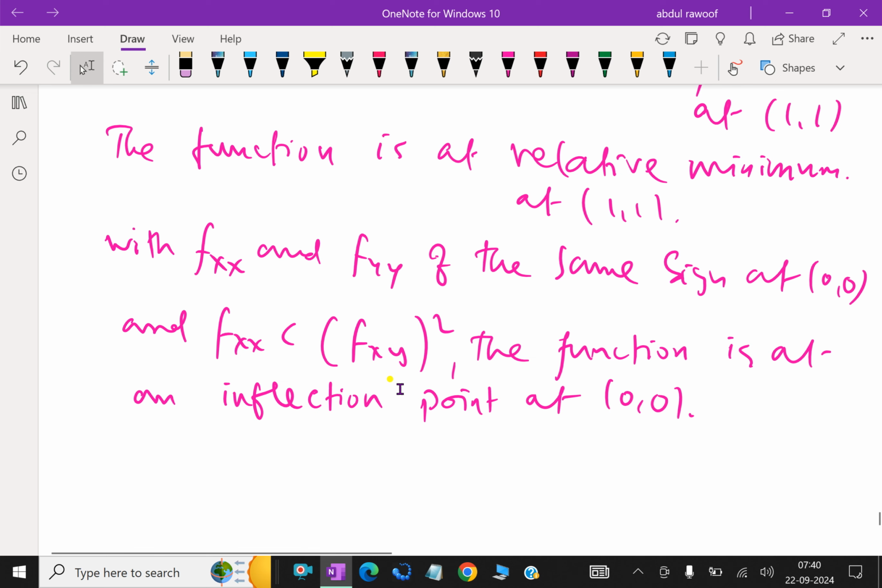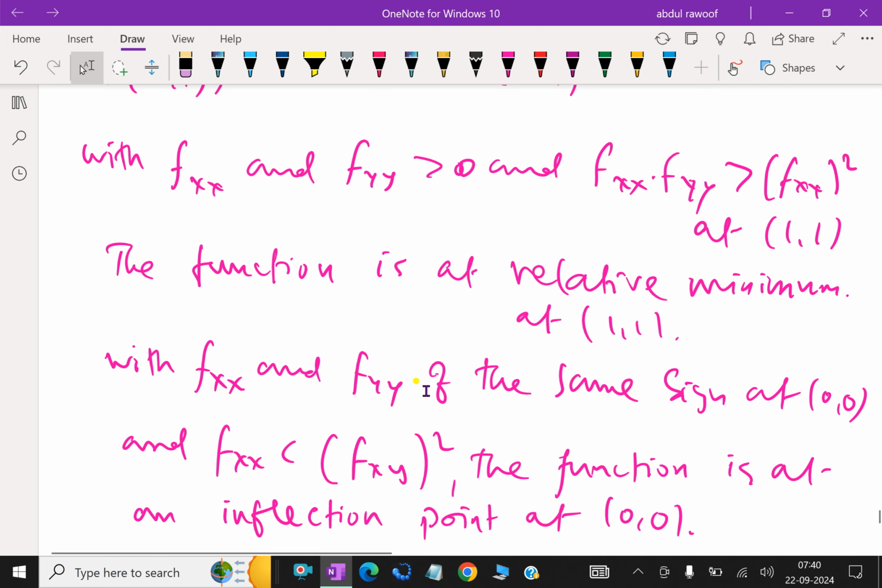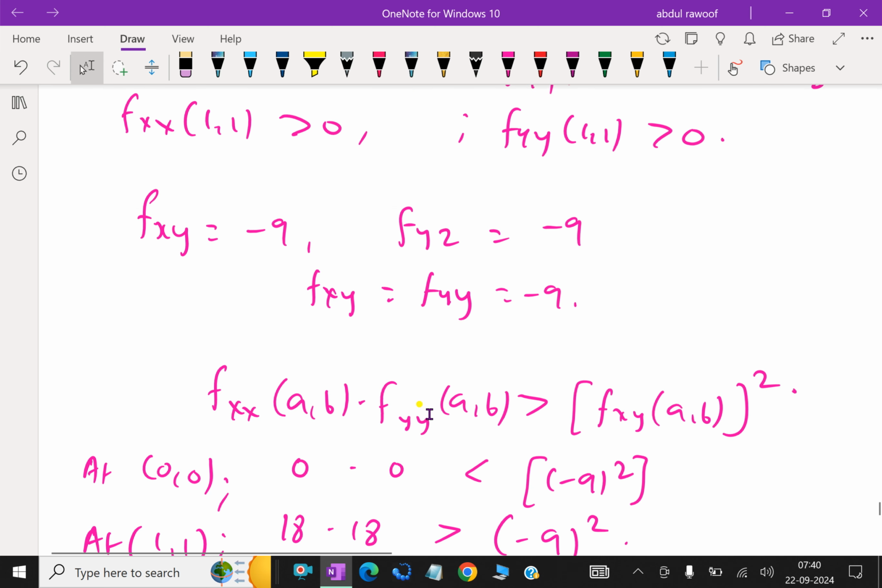So far we discussed an example problem regarding finding the critical points, inflection point, relative maximum or relative minimum. We checked and have done it.